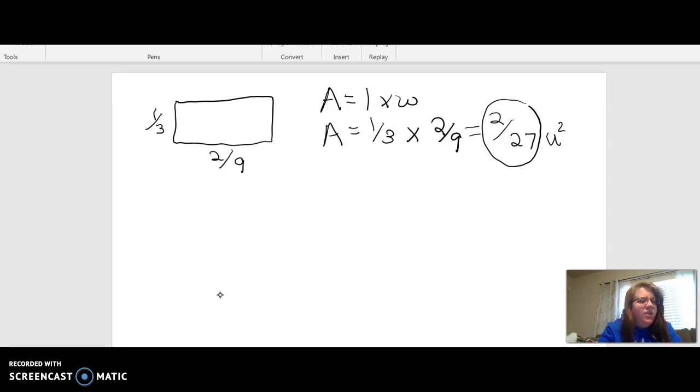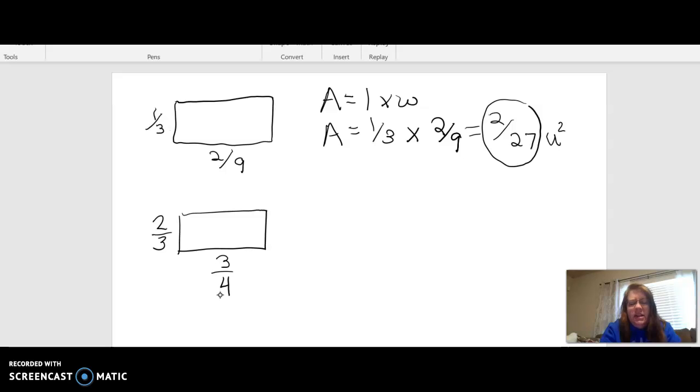So let's try another one. I want you drawing now. So draw another rectangle. It doesn't have to be perfect. You know mine aren't. That's better, though. I'm getting better on the computer. Okay, and let's do 2/3. And this length here is 3/4.